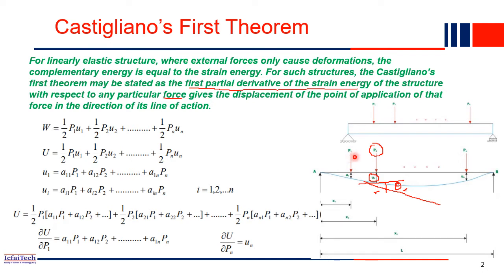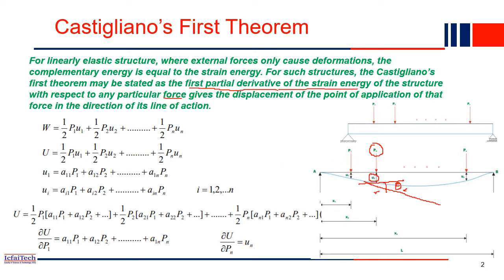How much external energy have we put into the structure? That will be simply force into distance. The distance is u1, the deformation that happened, and the force is P1. And if you recall, last class we discussed that these forces P1, P2, P3 do not act suddenly. All forces acted gradually. So maybe at the beginning of time there was zero force.